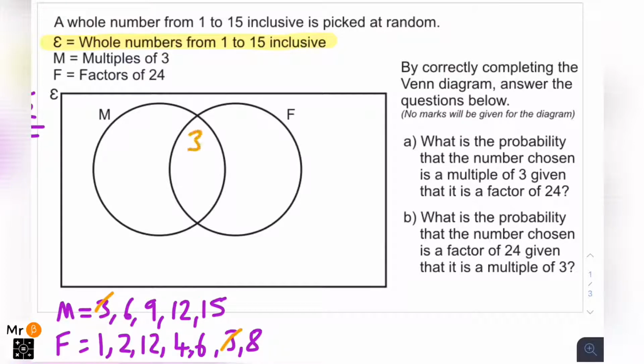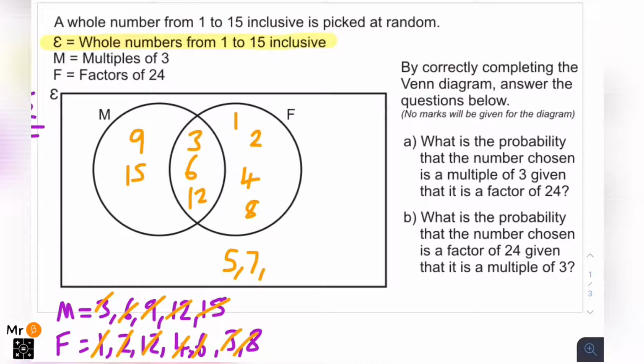So we've got 3, we've got 6, and we've got 12. Then my remaining multiples are 9 and 15. My remaining factors are 1, 2, 4, and 8. Finally, we need to make sure that we've got all the numbers from 1 to 15 on our diagram. So 5, 7, 10, 11, 13, and 14 all must go on the outside.